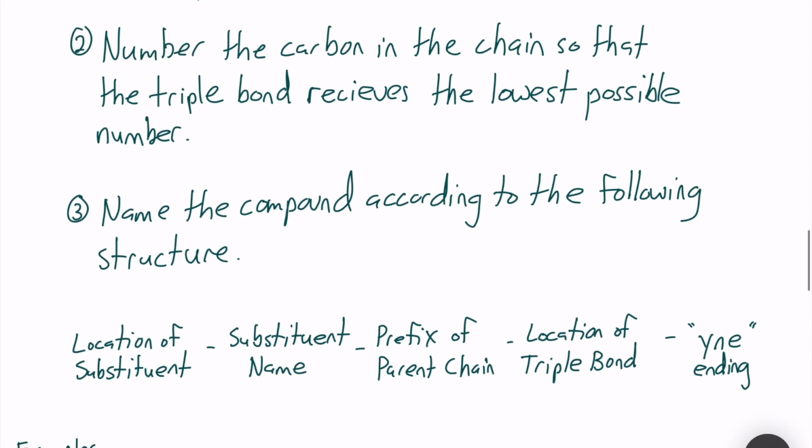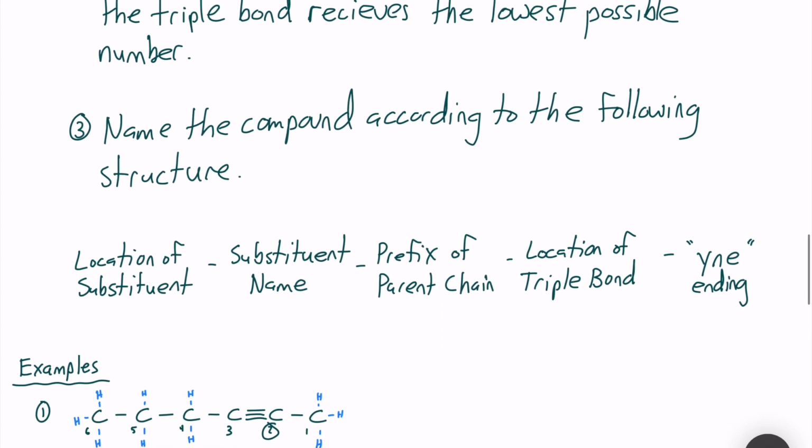So we are going to begin with the location of any substituents. Whether it's a methyl or ethyl group or maybe even a propyl group, we'll see. We will then split up the location of the substituent and the substituent name with a dash. Finally, move on to the prefix of the parent chain, the location of the triple bond, and end with an -ine ending, or a YNE ending.